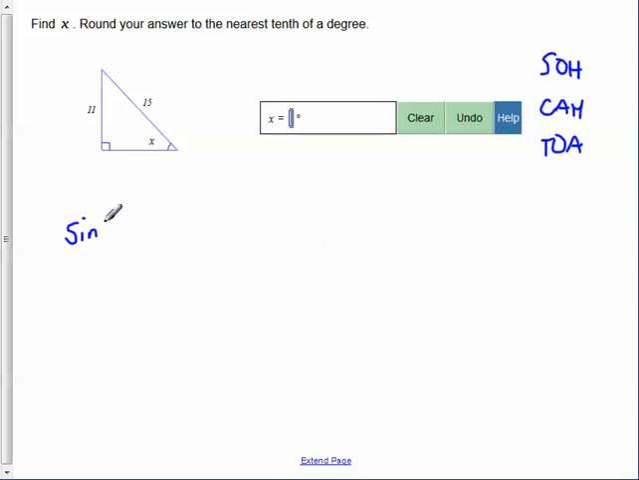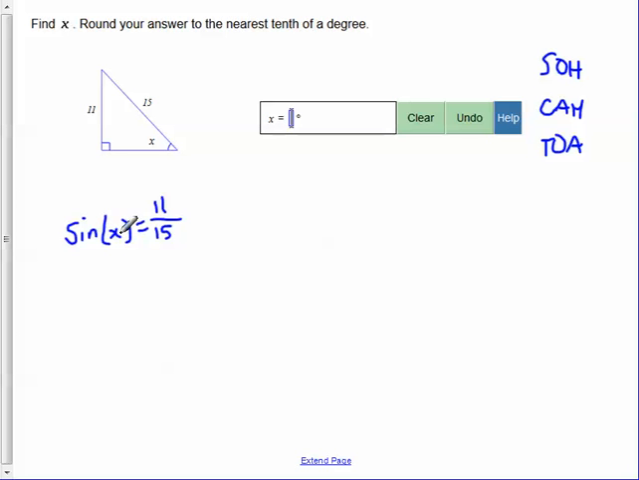So we have the sine of the angle. This time we don't know what the angle is, so that's where our x goes, equals the opposite over the hypotenuse. So we need to figure out what x is.